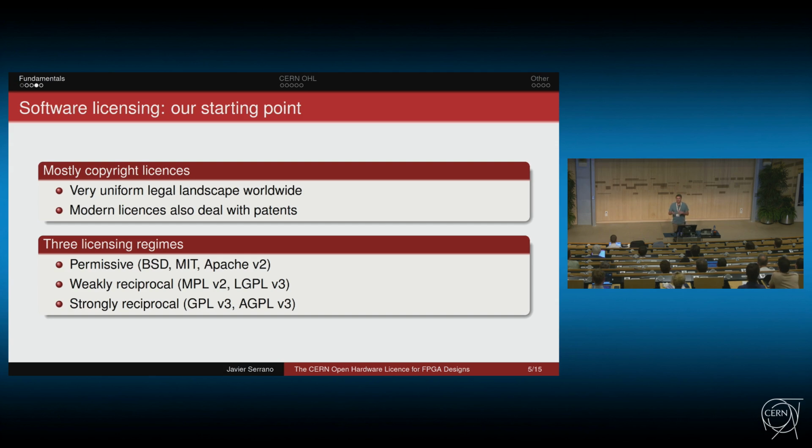Imagine I write an FFT library and you want to use it in your project. If I just say, yeah, you can copy, modify, redistribute, and the only thing you need to do is to acknowledge me as the original author, that's a permissive regime. I'm not imposing too much on you.